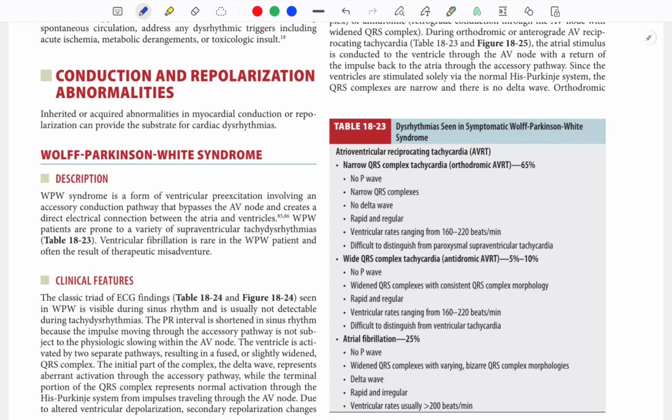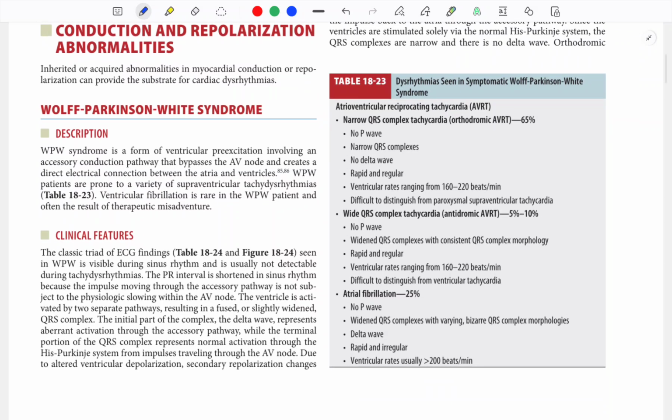The most frequent dysrhythmia seen in the WPW patient is a reentrant tachycardia termed AV reciprocating tachycardia. It is antidromic when the impulse goes back to the atria through the accessory pathway. So we can see atrial fibrillation, antidromic AVRT, which is wide, and orthodromic AVRT, which is narrow, all can be seen in WPW, so it is very hard to diagnose.